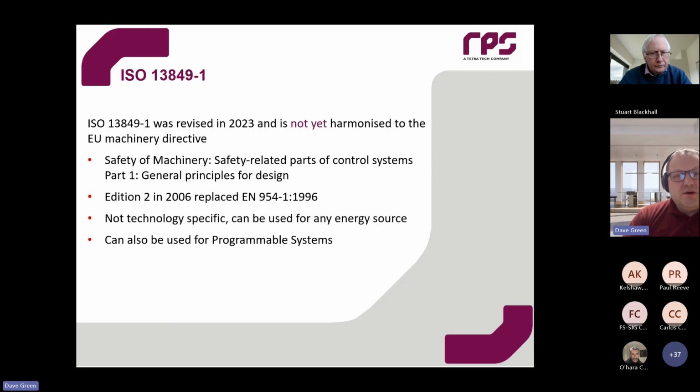Like 62061, it's not technology specific and can be used for any energy source, and that has been the case for this standard for a long time. And now it can be used also for programmable systems. So the electronic and programmable electronic aspects of the standard are now roughly in line with 62061. They're not exactly the same, they're not identical, but the simple electrical and electronics, which was the intent for 13849 in the past, has moved on to programmable systems as well.